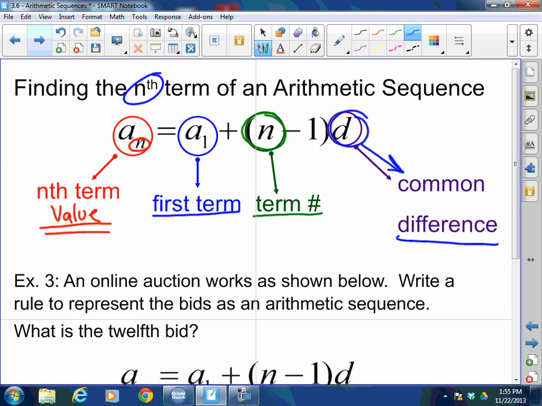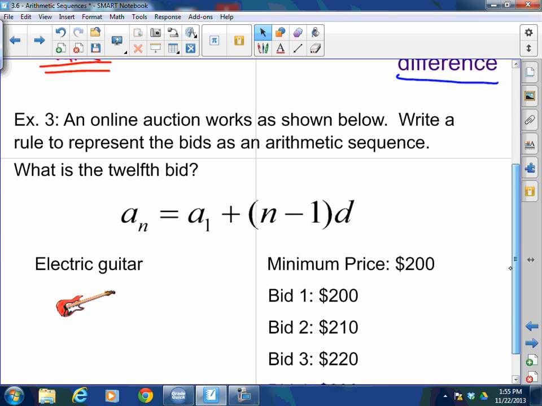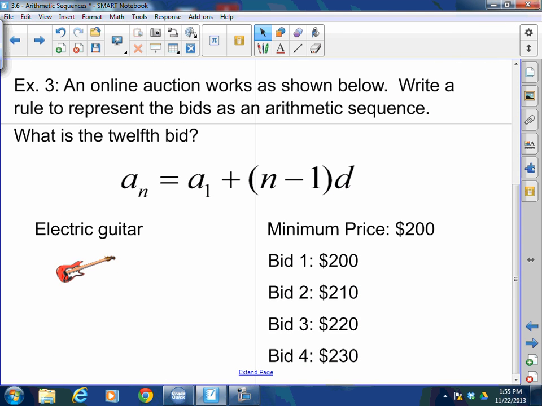Okay, let's put it into action. Let's see if I can make this better for you. An online auction works as shown below. Write a rule to represent the bids as an arithmetic sequence. What is the 12th bid? Okay, let's focus here. They want the value of the 12th bid. So they're looking for a sub n.